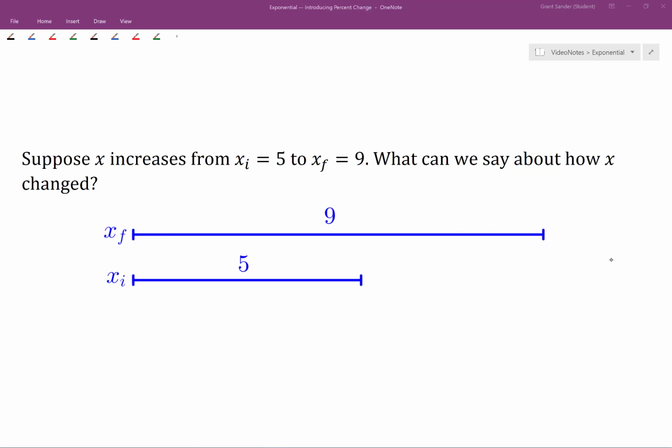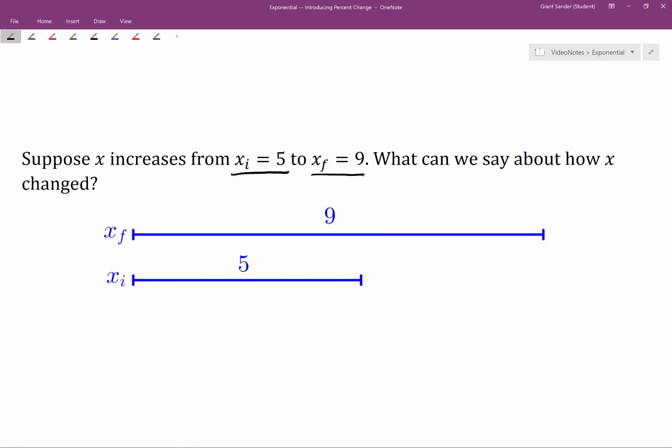In this video, we'll use the idea of percent comparisons to explore the idea of percent change. So suppose x increases from an initial value of 5 to a final value of 9. What can we say about how x changed?